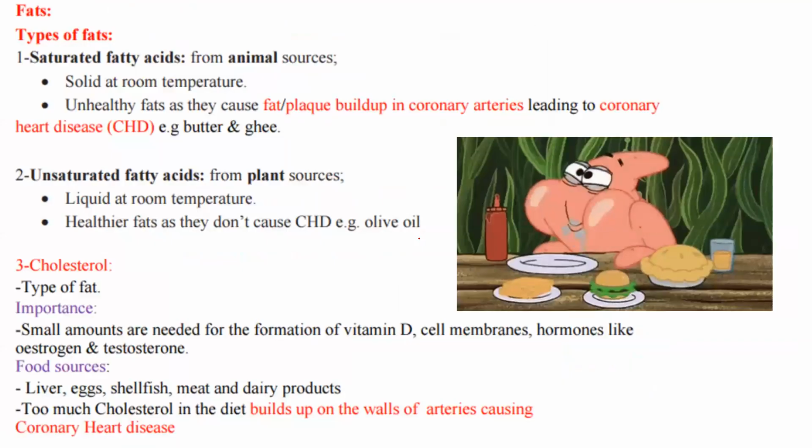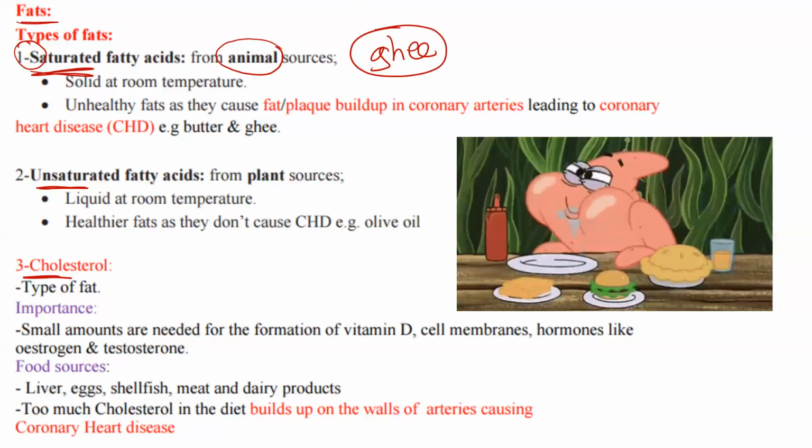I'll talk about the types of fat and then I'll be done. We have saturated fat and unsaturated fat, and we have cholesterol, which is a type of fat. It's very easy to remember them. Saturated fat is the fat that comes from animal sources, like butter and ghee. Ghee is something we also put in our food. Butter and ghee are animal fat.